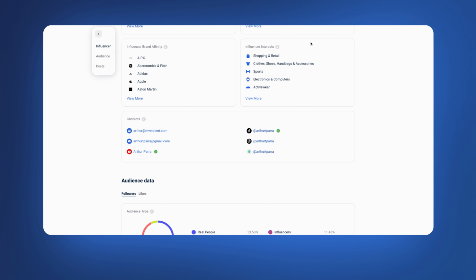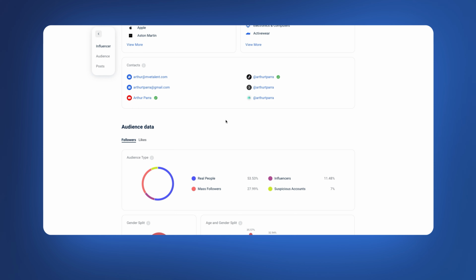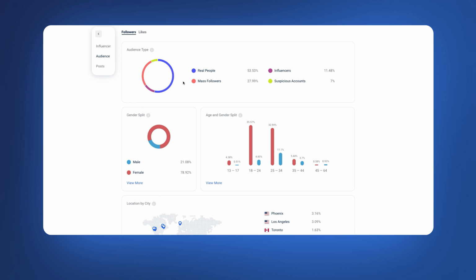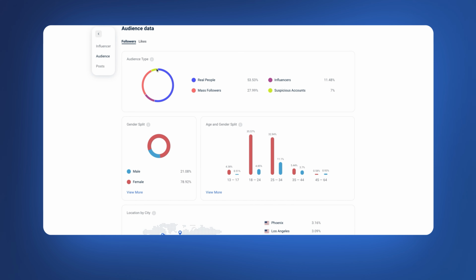Right? So you can get all this information as well. You can look at the influencer interests, so shopping and retail is way up there, clothes, shoes, handbags, like these are all really good things. You have his full contact information. You have a deep breakdown, again, of his audience here. So how many influencers are following him, real people, mass followers, suspicious accounts, right? That could be bot followers, all that sort of stuff.